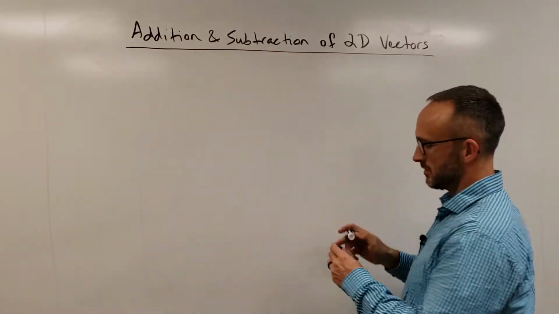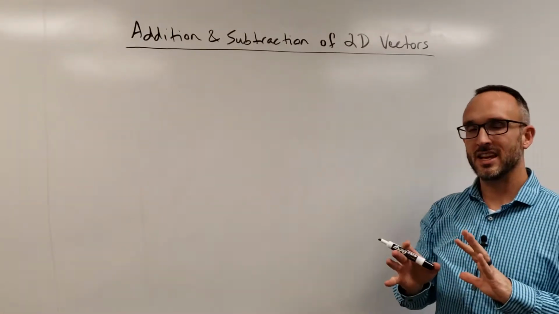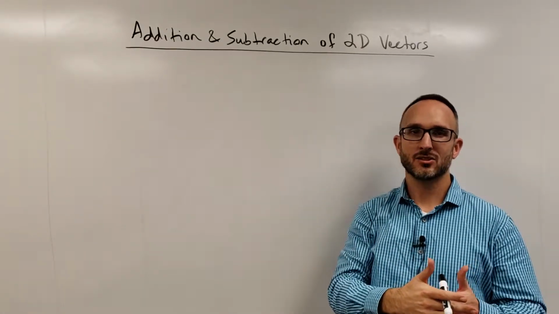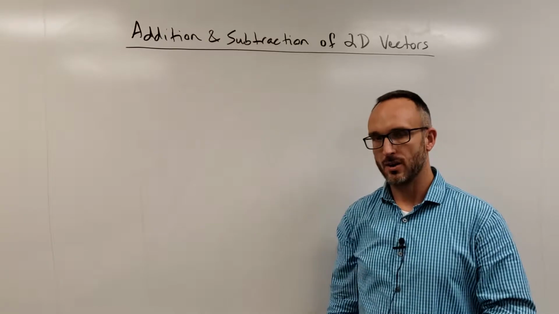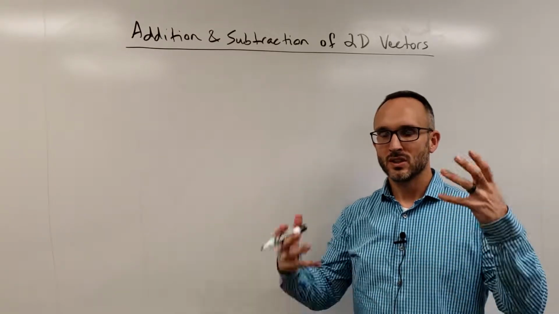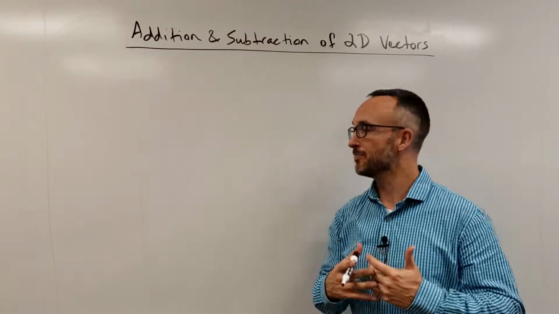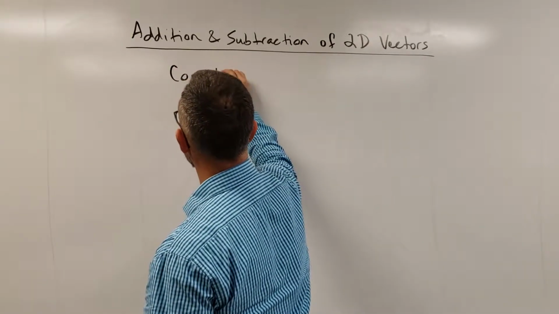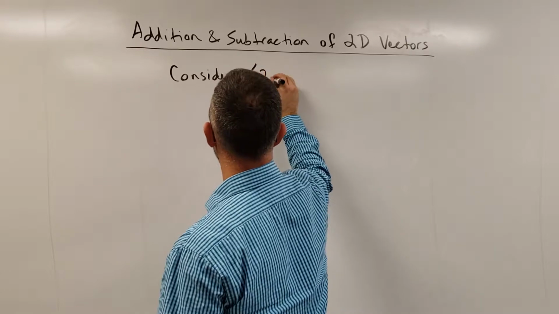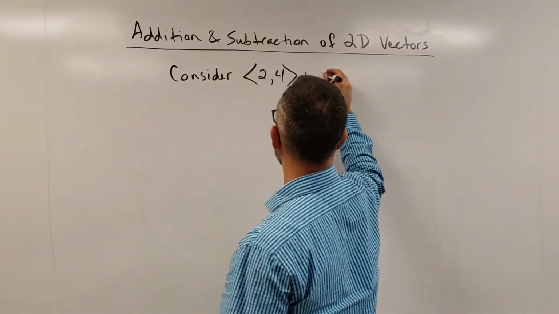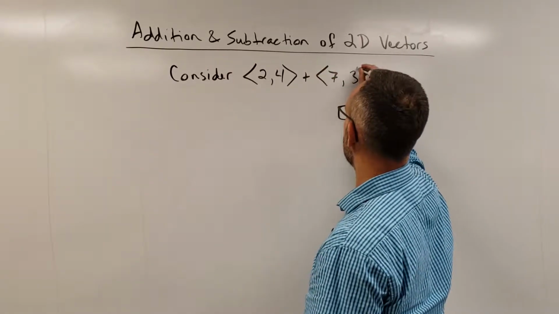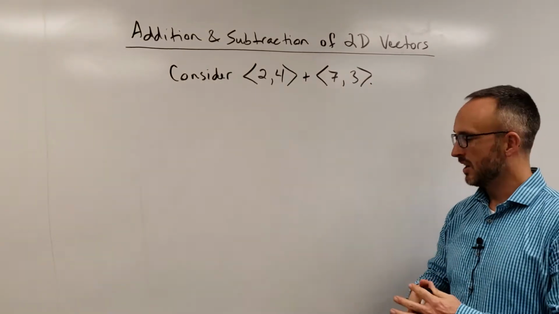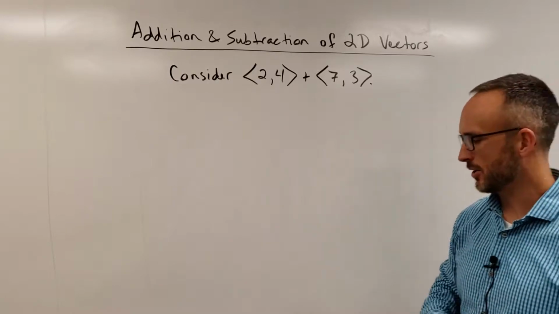All right? And so we'll start this first example. We'll look at it visually, and then we'll look at how to add vectors without drawing pictures. But it's certainly good to conceptualize what's happening when you add them. So let's consider the vector 2, 4 plus the vector 7, 3. So we'll keep everything positive for this first example. And we may not need to do another example. We'll see how it goes.